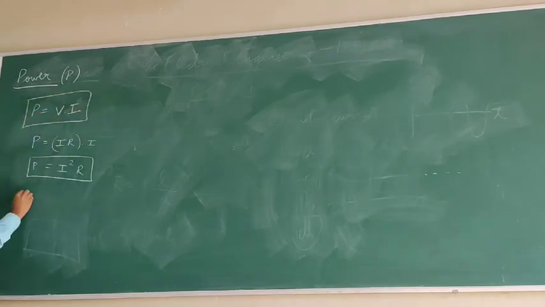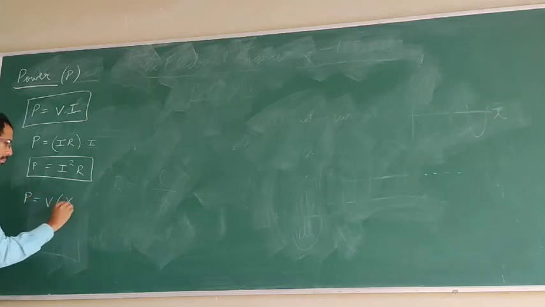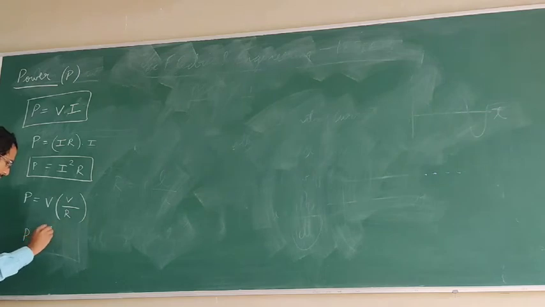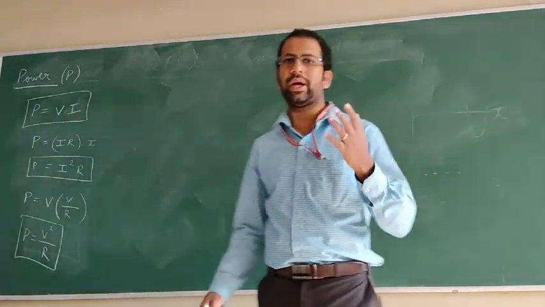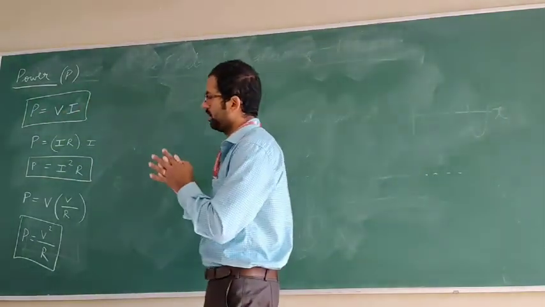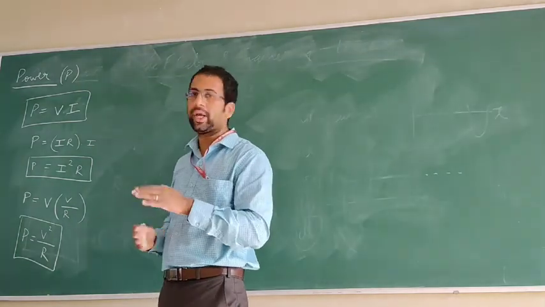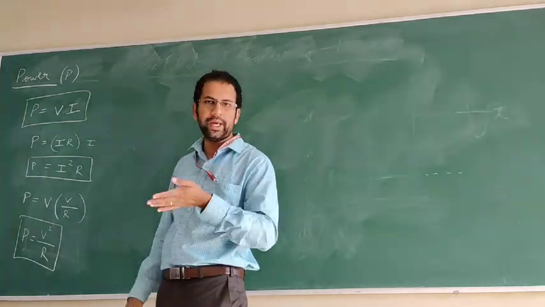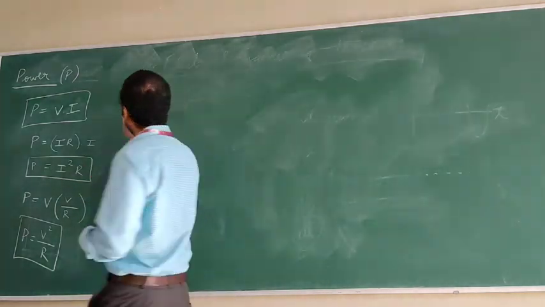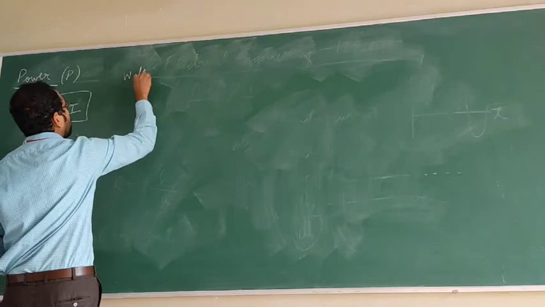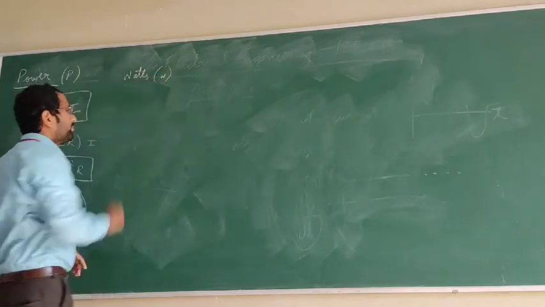Another: when I take P is equal to V into I, with I written as V by R, P is equal to V square by R. Another formula. In electrical engineering, power has three formulas: V into I, V square by R, and I square into R. And the unit is watts, W.